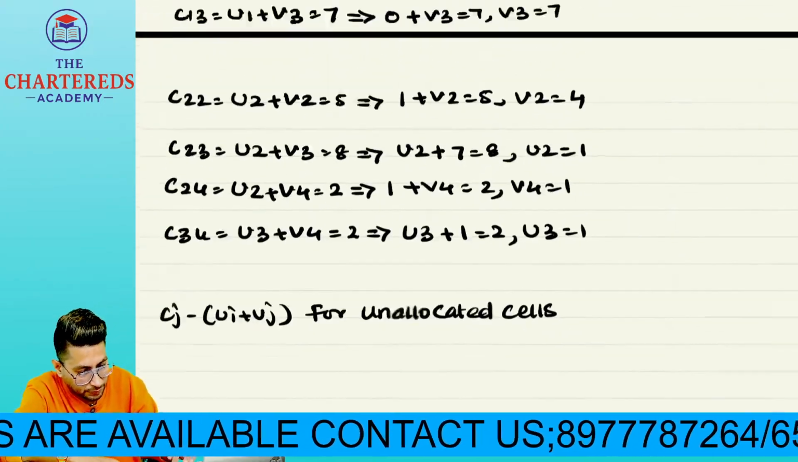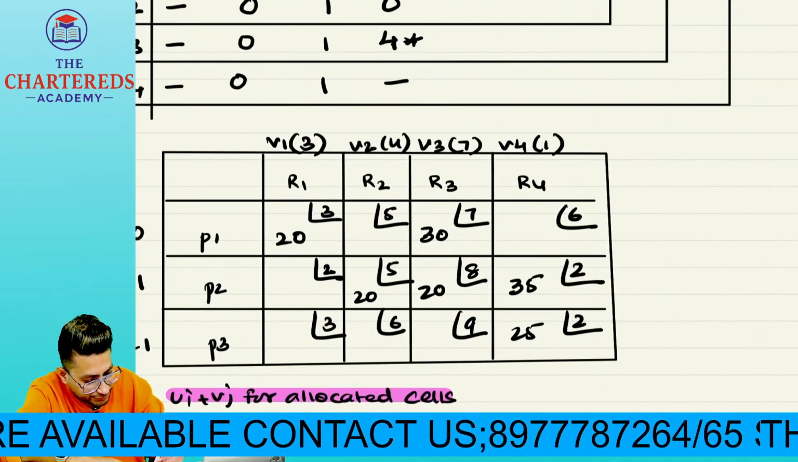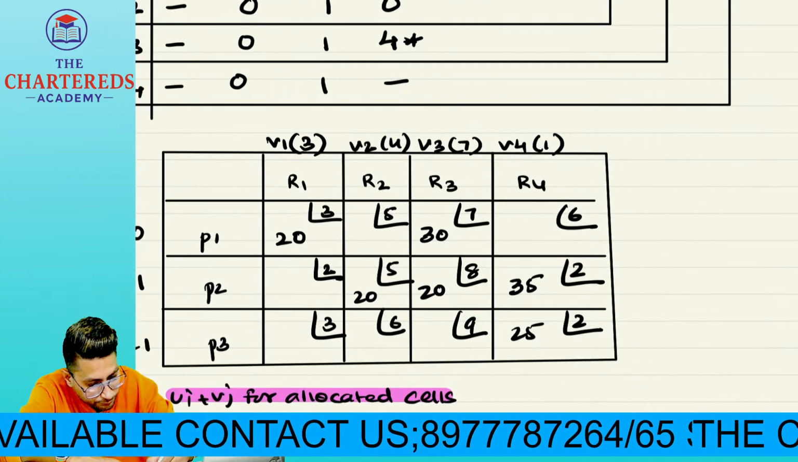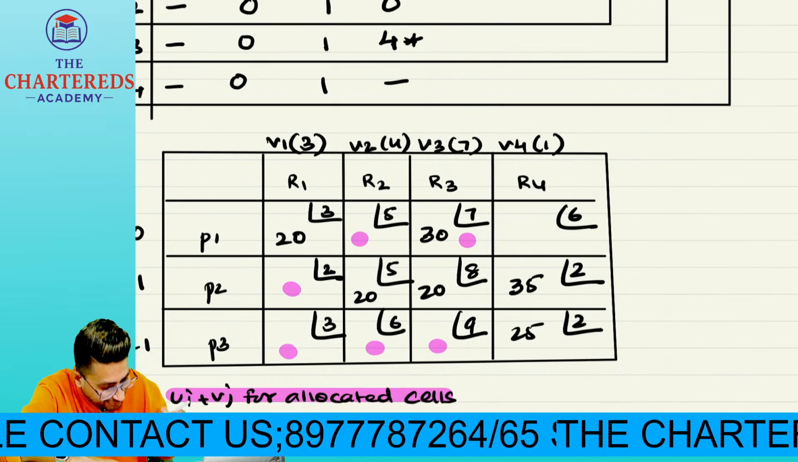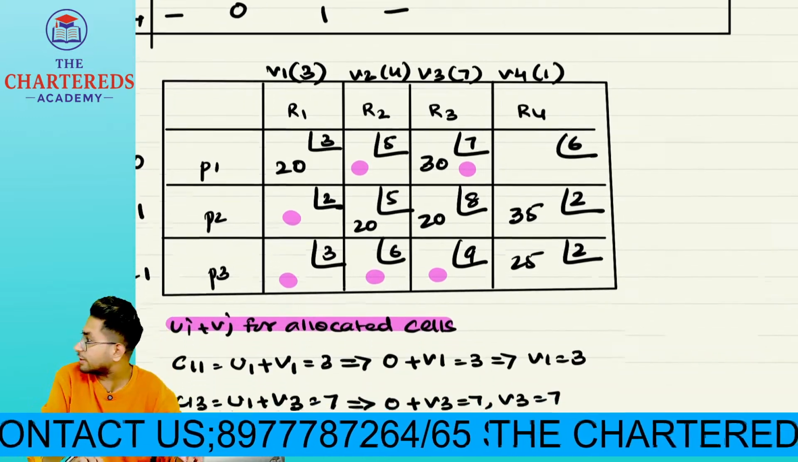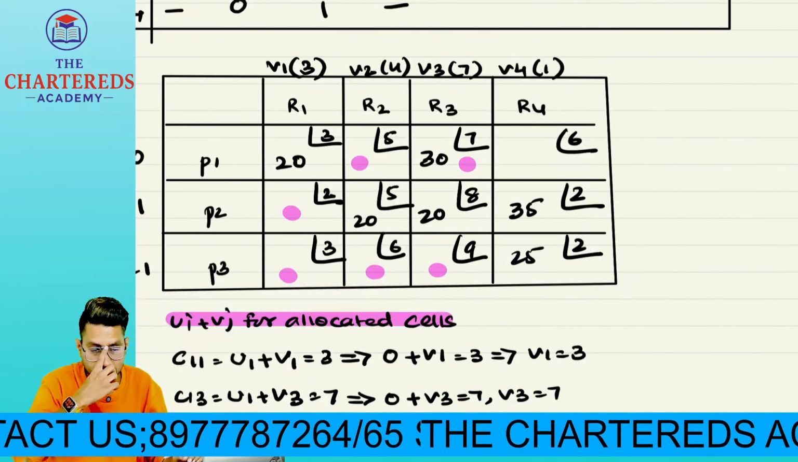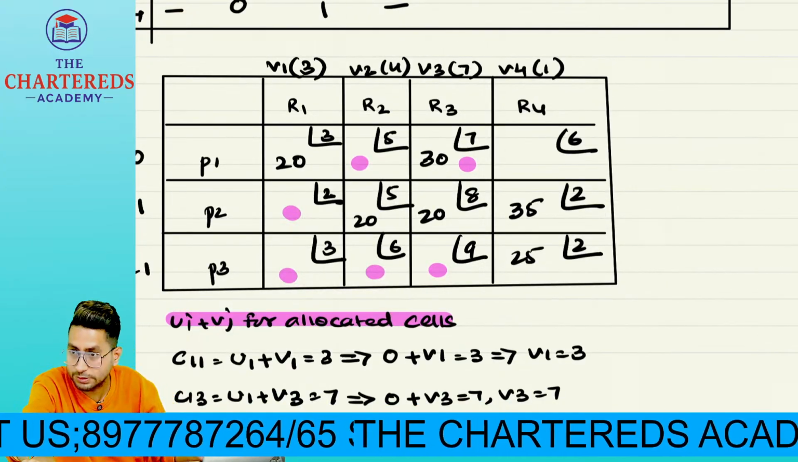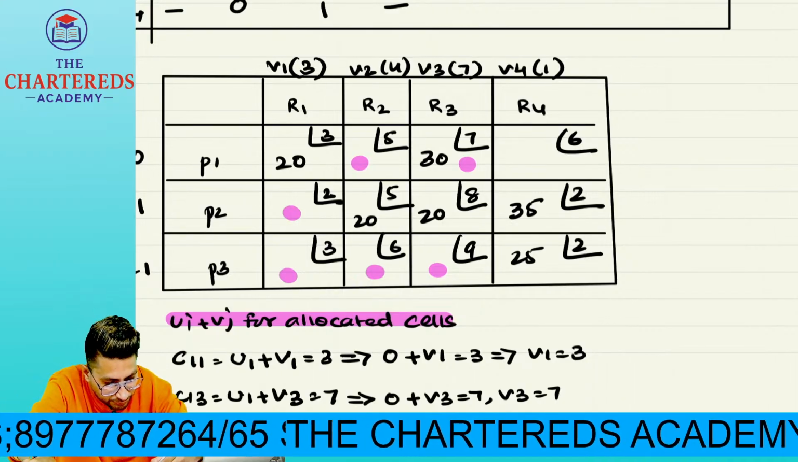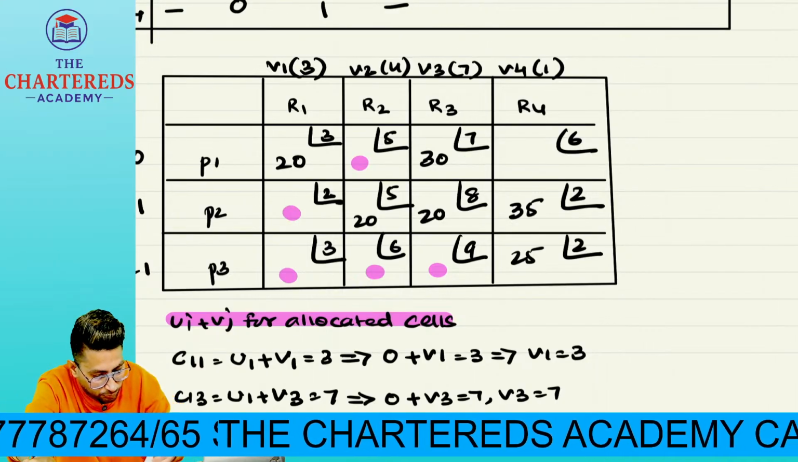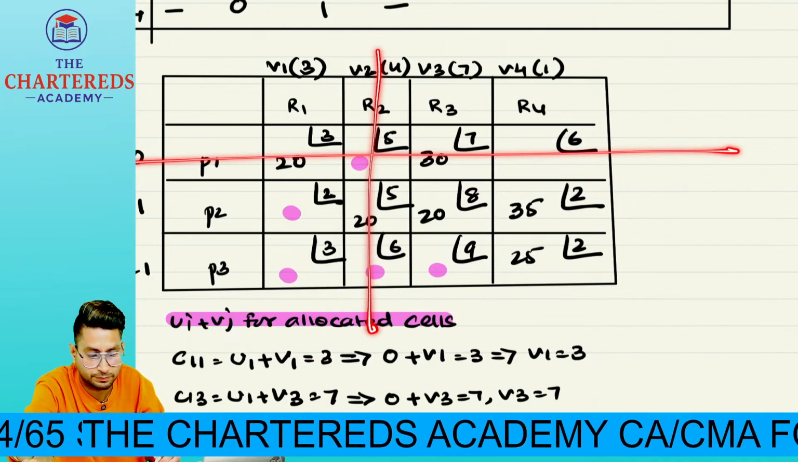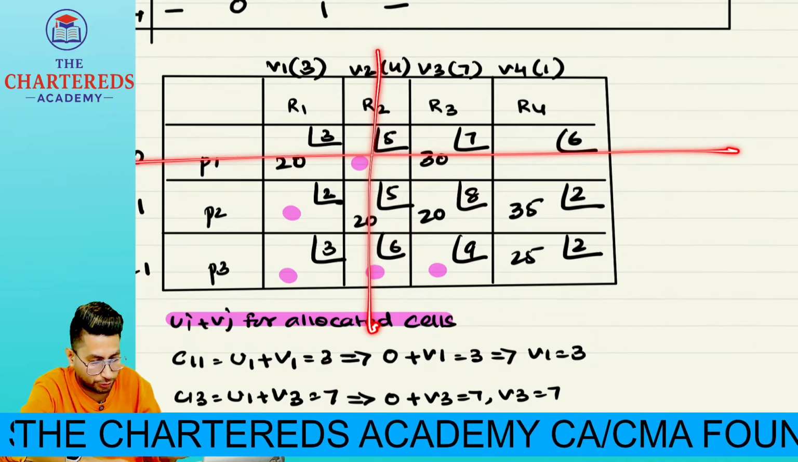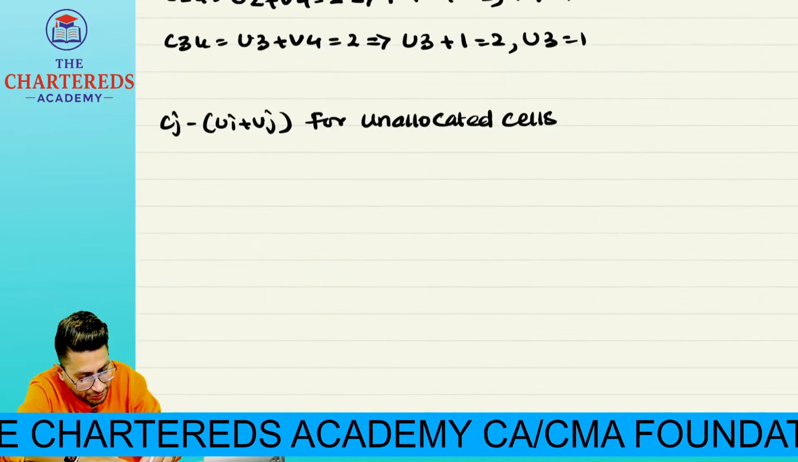Now, first let us find out the unallocated cells. 1, 2, 3, 4, 5, 6. These are the unallocated cells, right? Now check and tell me, first row, which column? First row, second column. How can I write? C12.